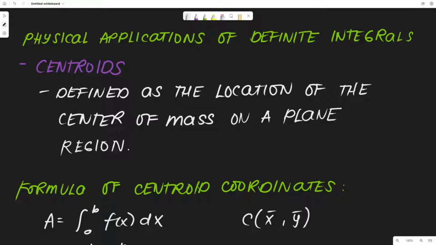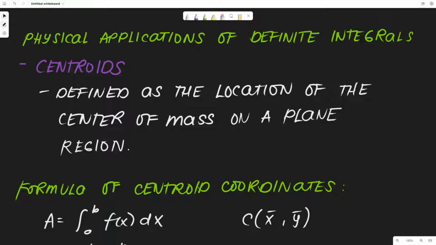Let's start with centroids. When we say centroids, what are they? This is defined as the location of the center of mass on a plane region. It means the concentration of mass of our plane. For example, if you have a cardboard, you look for the point where you can balance it with just one finger. That's where we use centroids.